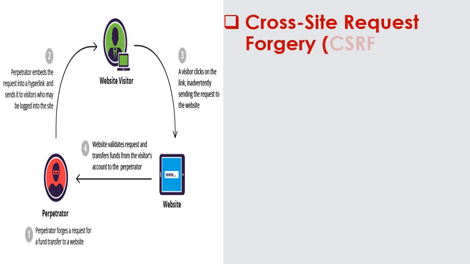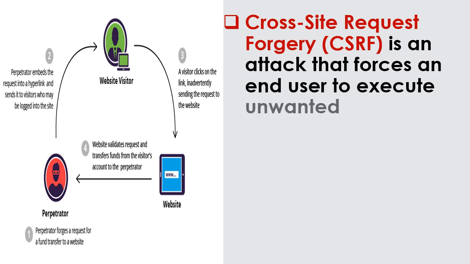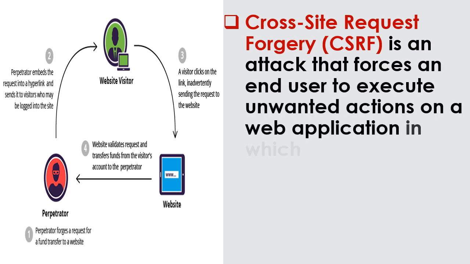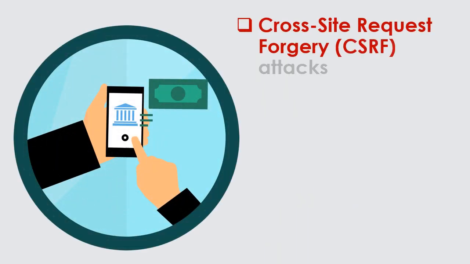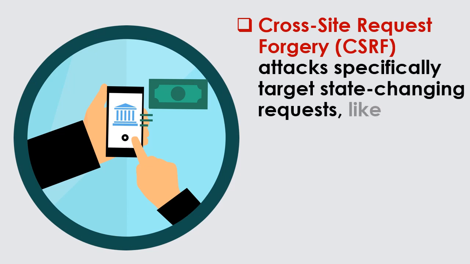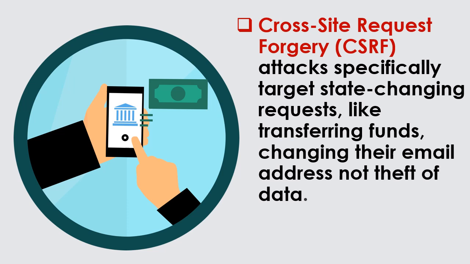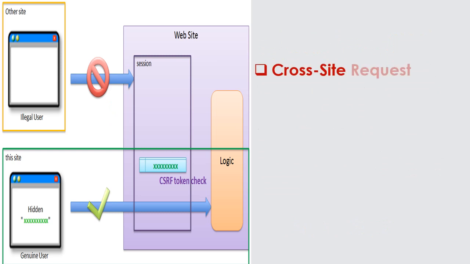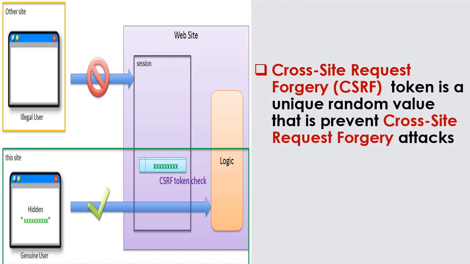Cross-site request forgery, CSRF, is an attack that forces an end user to execute unwanted actions on a web application in which they're currently authenticated. CSRF attacks specifically target state-changing requests, like transferring funds or changing an email address, not theft of data. A CSRF token is a unique random value that prevents cross-site request forgery attacks.